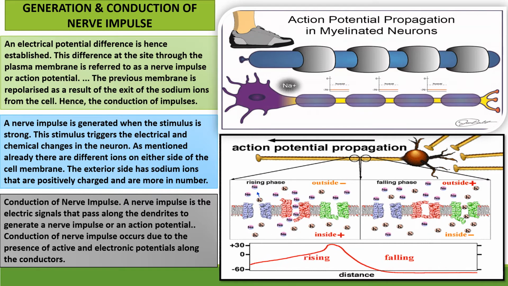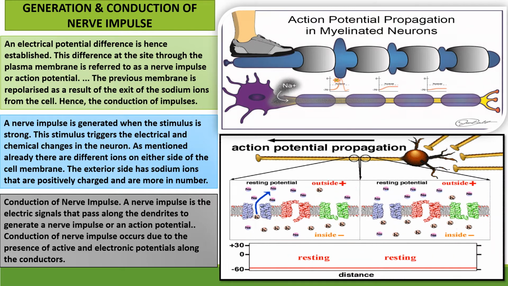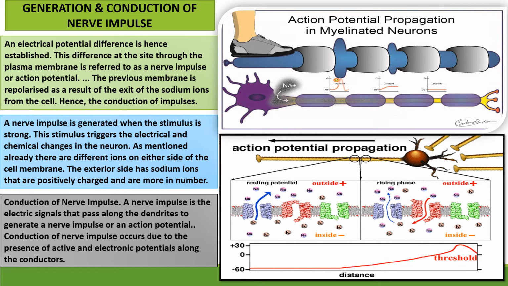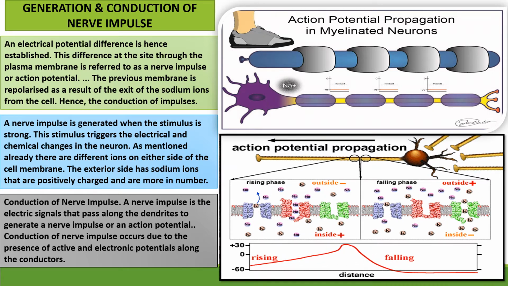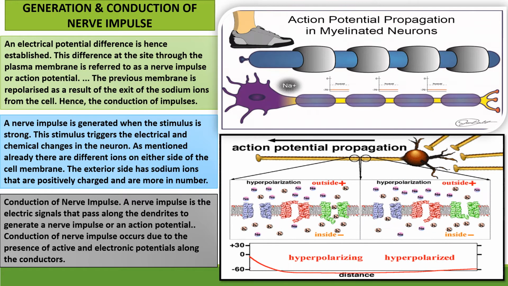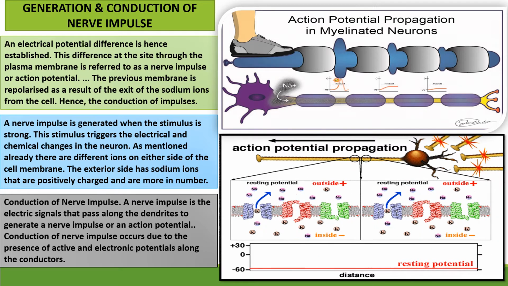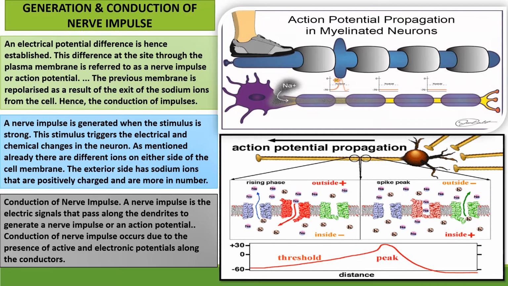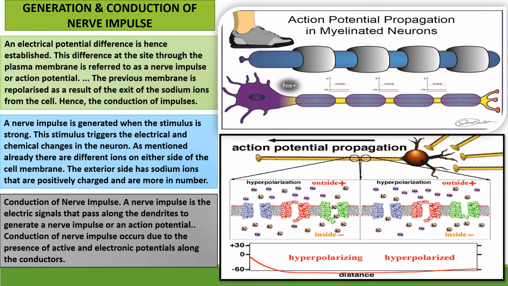Now the next one, conduction of nerve impulse. A nerve impulse is the electric signal that passes along the dendrites to generate a nerve impulse or an action potential. Conduction of nerve impulse occurs due to the presence of active and electronic potentials along the conductors. Now see the action potential propagation process, the internal mechanism.